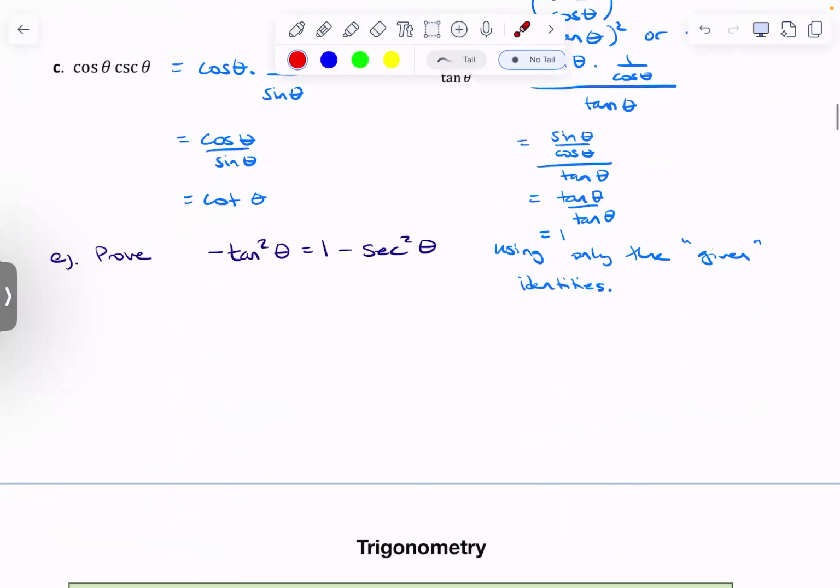What you want to do is manipulate usually just one of the sides until it turns into the other side. Kind of counterintuitively, I like to manipulate the more complex side because then there's more that you can change. And like I said, there are lots of different ways, but you're going to manipulate one side until it looks like the other side, and then you've proven that they are the same.